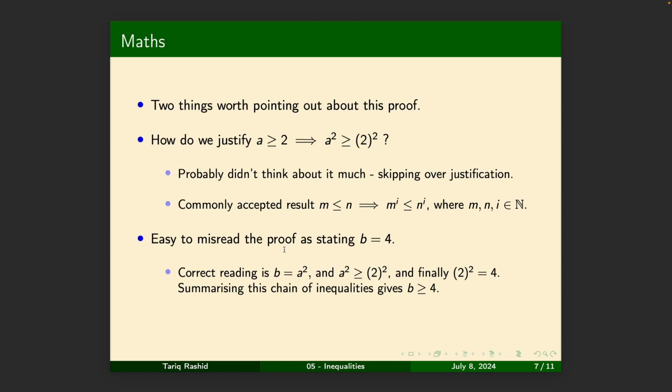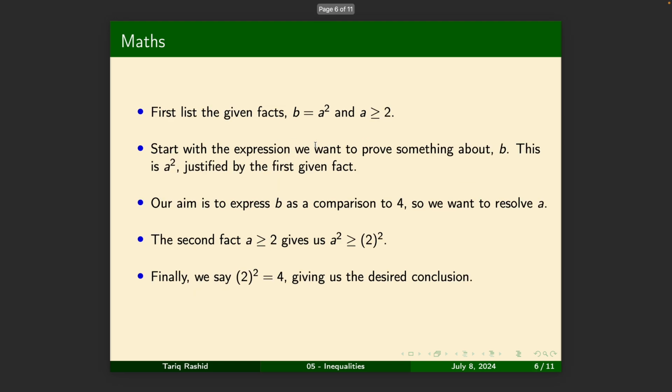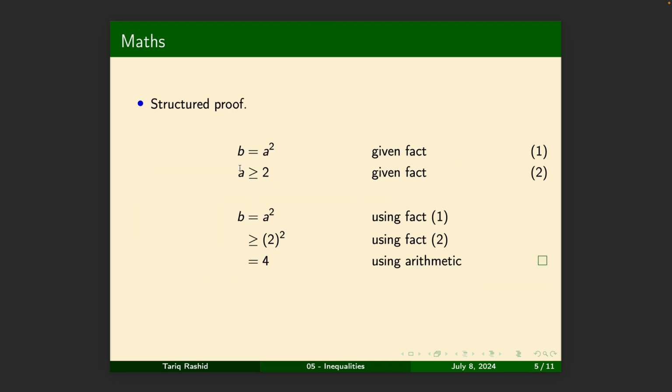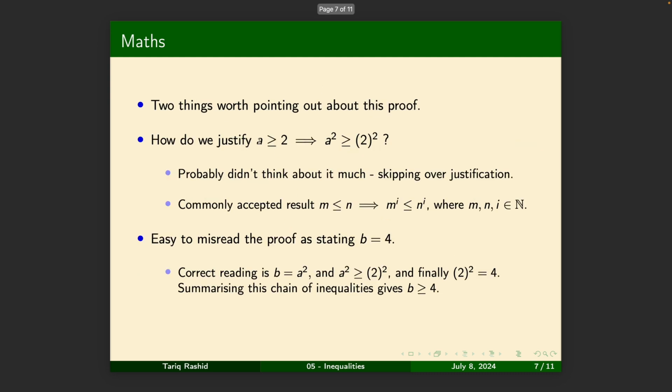The first thing was that jump from a is more than or equal to 2. Let's go back to it. A is more than or equal to 2. We use that to say a squared is more than or equal to 2 squared. We went from there to a squared is more than or equal to 2 squared.